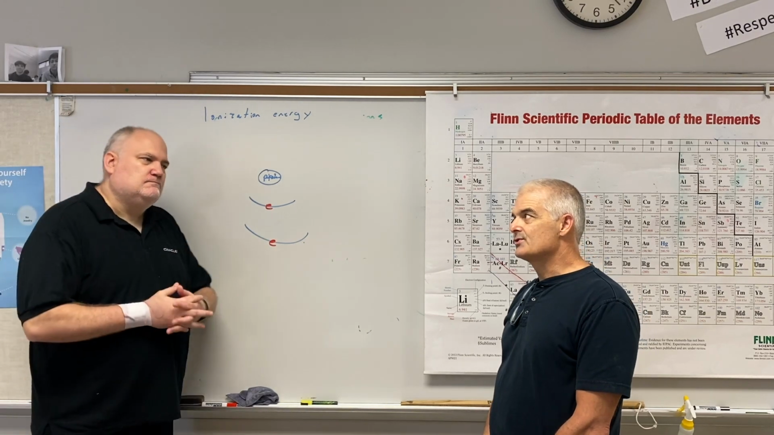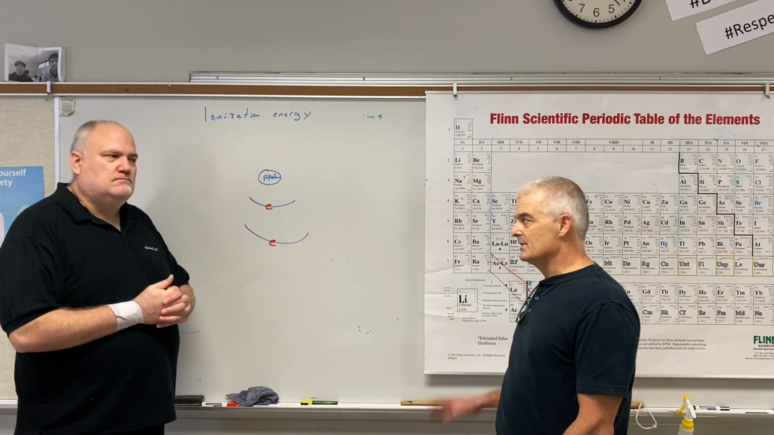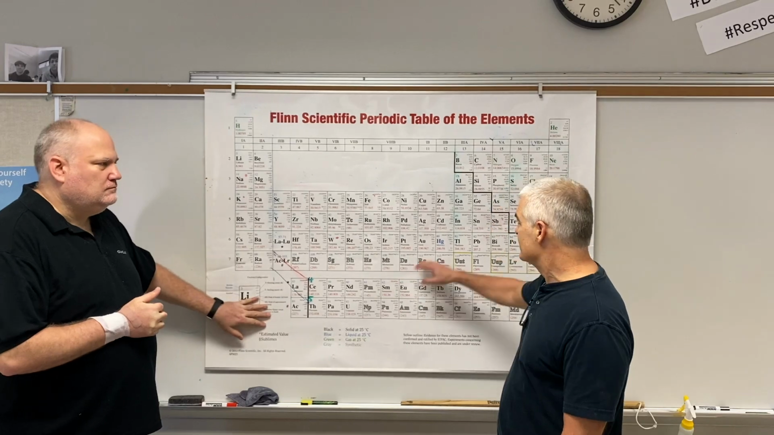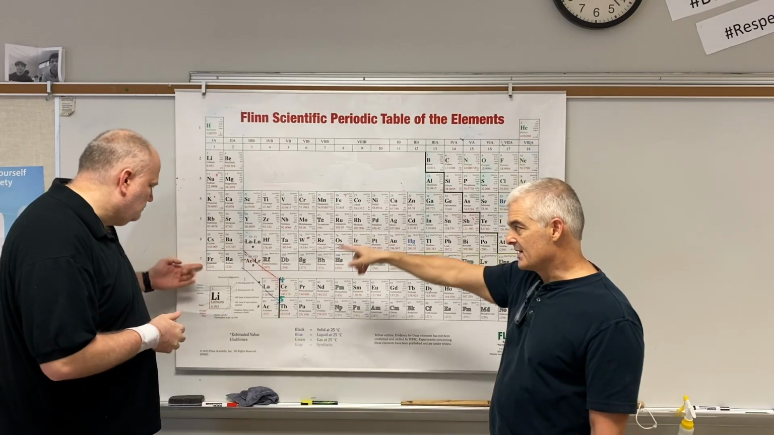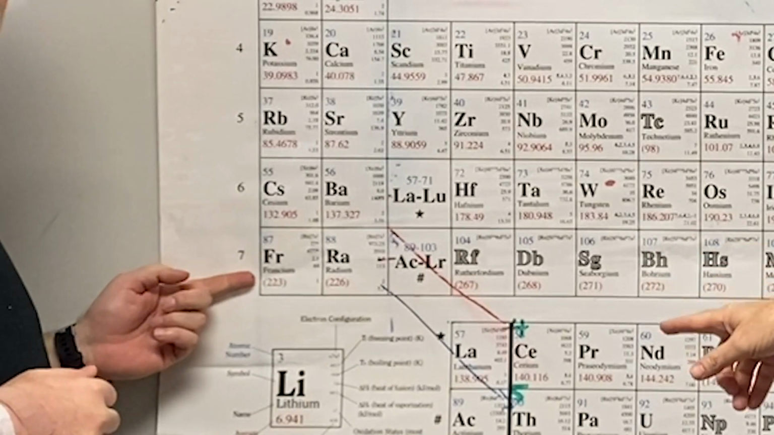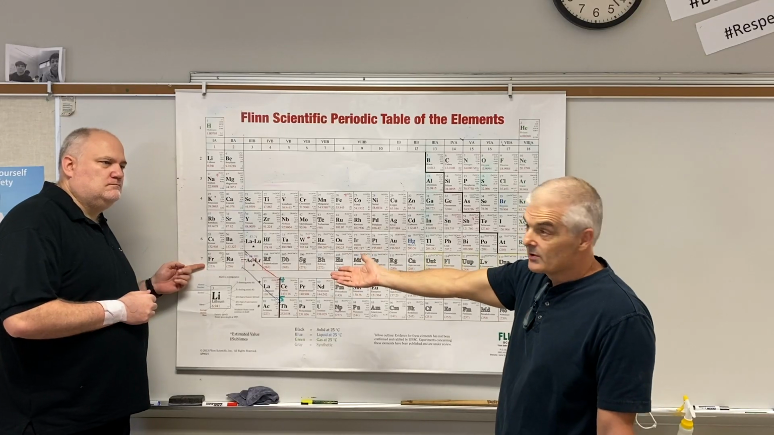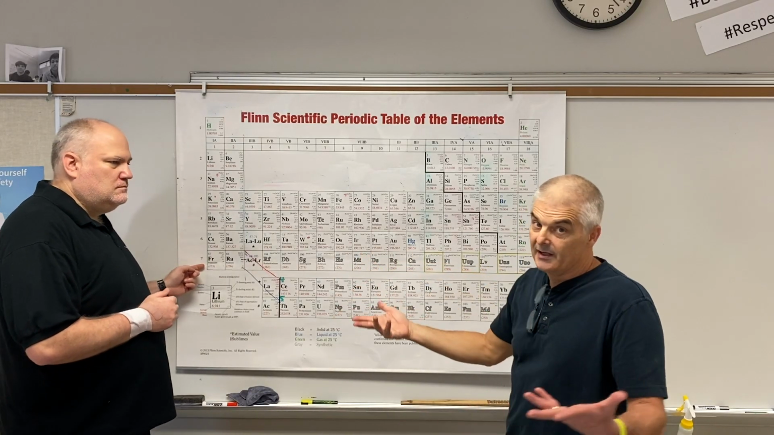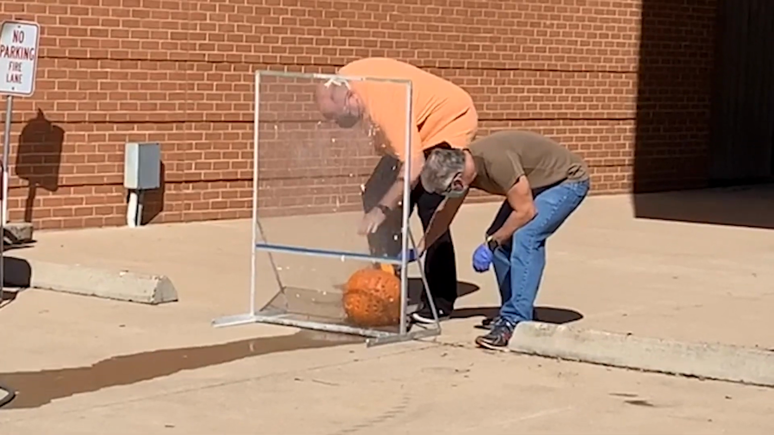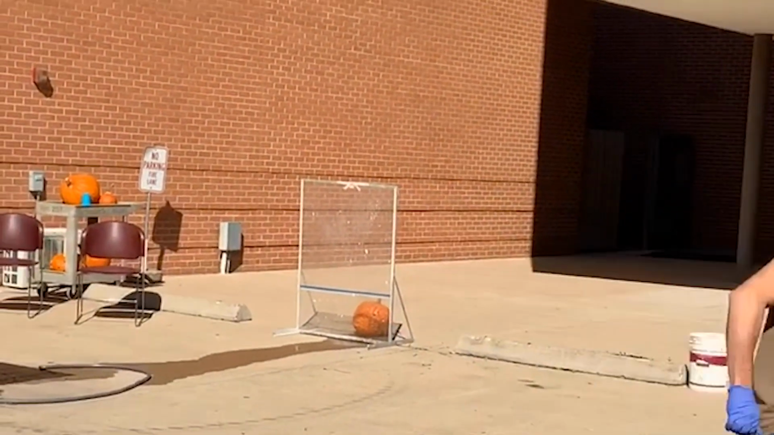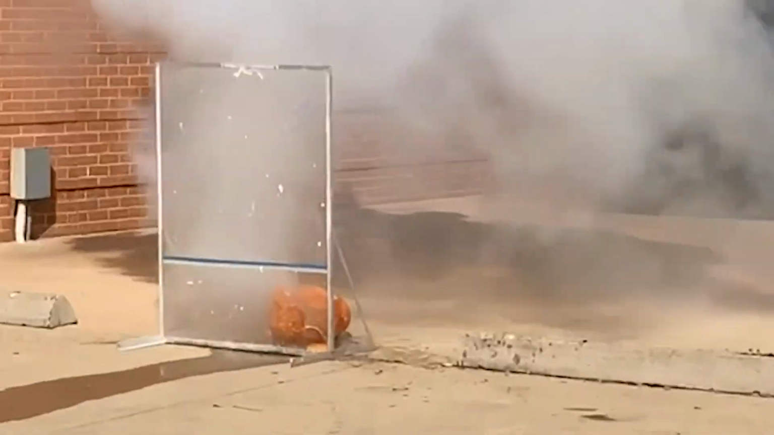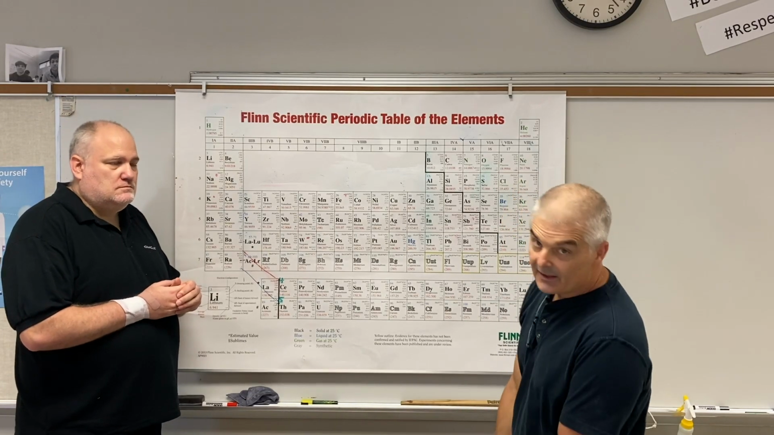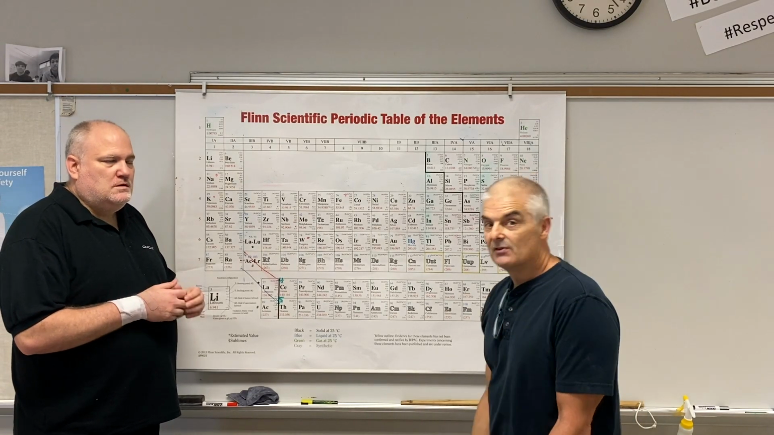So the trend pretty much continues because if we go back to our size trend, helium holds on to its electrons most tightly, and it's the smallest atom. The biggest atom, francium in the bottom left corner, holds on to them most weakly, and so it gives up its electrons super easily. By the way, if you recall, when we blew up the pumpkins, we put in sodium, so it has a low ionization energy, and it gave up its electron very, very quickly and very, very violently because it has a low ionization energy.